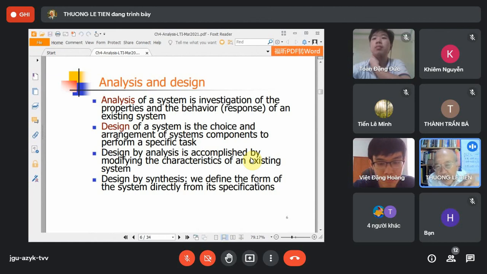What about synthesis? In synthesis, we define the form of the system directly from its specification. We base on the specification of the task, then use that to put things together and find a suitable way to fit the specification and merge them up, so that in total it becomes the circuit for the design. That way we say we design by synthesis. Analysis and synthesis.